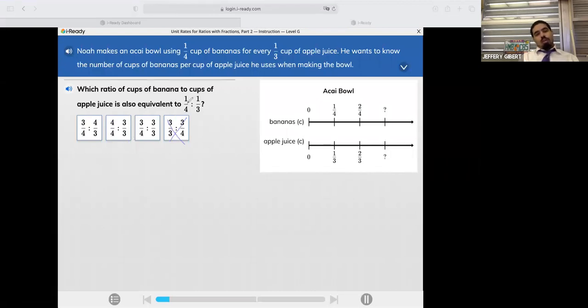Then you got to do the same thing. 1 times 3 is 3. So for this to be good, I got to do 1 times 3 on this. 1 times 3 is not 4. So this one's not right. 1 times 4 is 4. So I got to do 1 times 4 on this one. 1 times 4 is not 3. So this one's not right. 1 times 3 is 3. So I got to do 1 times 3 on this one. 1 times 3 is 3. So this is our correct answer.